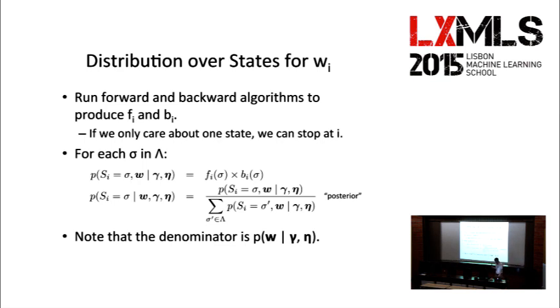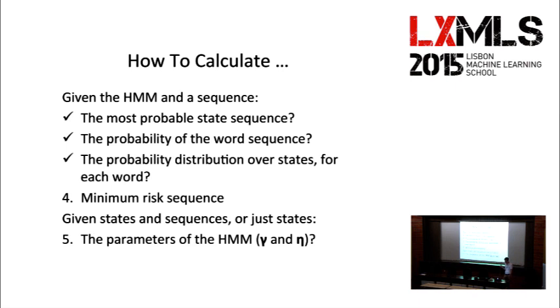OK, so that was problem 3. So now we know we can use Viterbi to calculate the most probable state sequence. We squint our eyes and change the maxes to sums, and we get the forward algorithm, or the reverse version, the backward algorithm, and we can calculate the probability of the word sequence, summing over all the states. And then we showed that those quantities are very useful as well for looking at a particular word and inspecting what the posterior is for its state, its missing state.